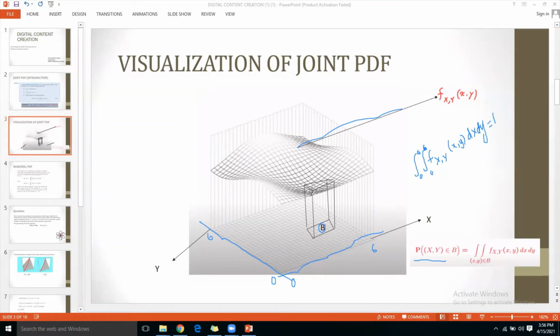तो ये क्या कहना चाह रहा है कि हमारी जो इस रीजन की यानी सेट बी की जो प्रोबेबिलिटी होगी वो बेसिकली क्या होगा, वॉल्यूम होगा जो कि इस सेट के ऊपर होगा, बट इट वुड बी अंडर द जॉइंट पीडीएफ. So the volume that sits on top of that set but below the PDF is the probability of this function or this set B.